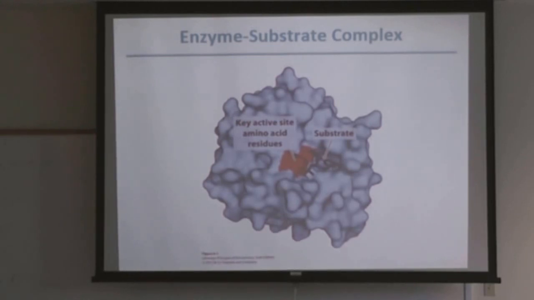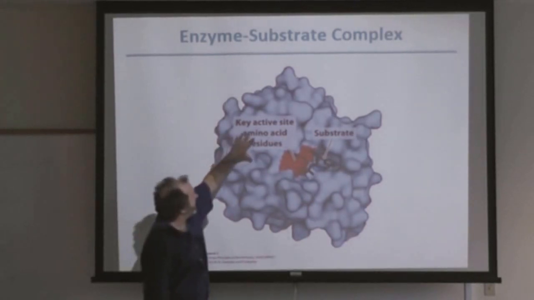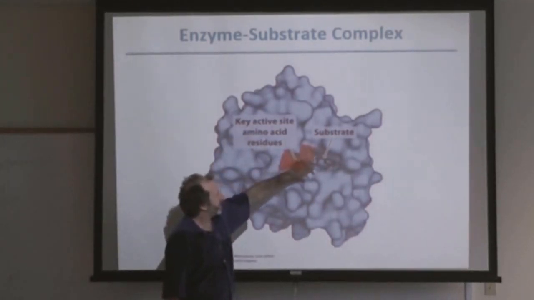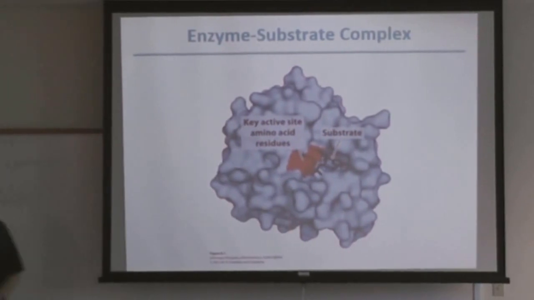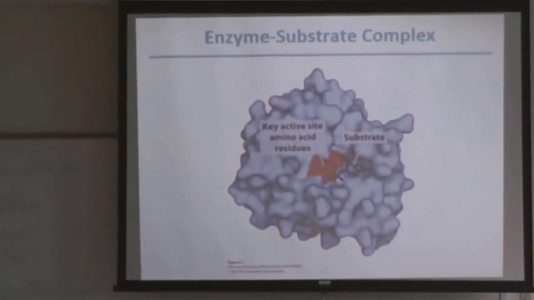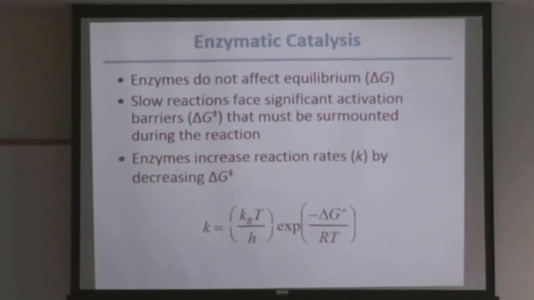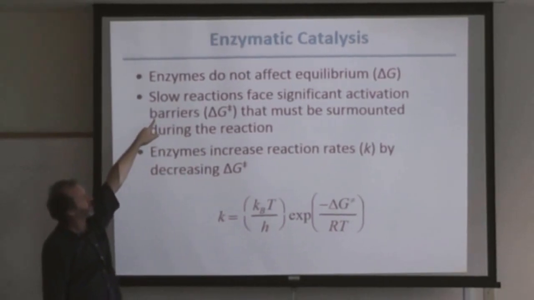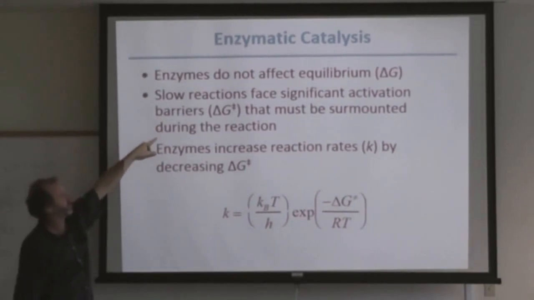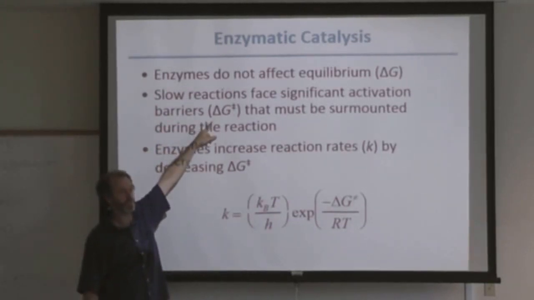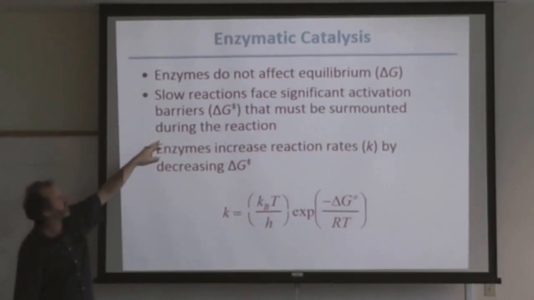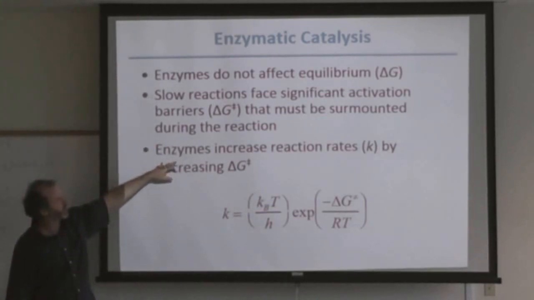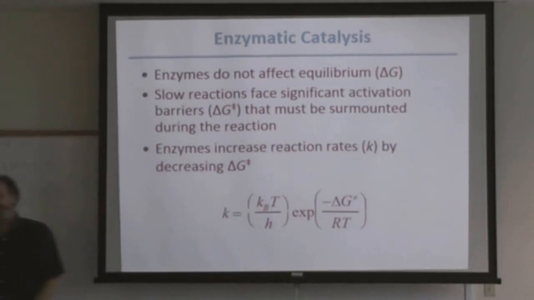So enzyme-substrate complex, this basically shows you an image. There are key active site amino acid residues that are going to be able to specifically bind to those substrates, and they stabilize the transition state, basically. And that's how they do their catalysis. Enzymes do not affect equilibrium. Slow reactions face significant activation barriers, which is the change in free energy of activation that must be surmounted during the reactions. Enzymes increase the reaction rate by decreasing the activation energy.